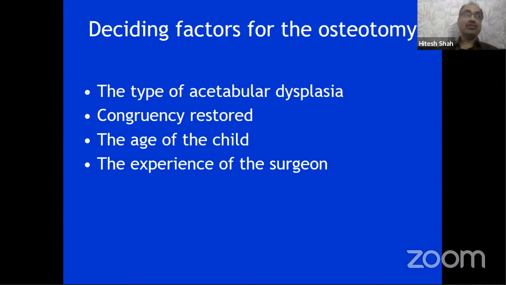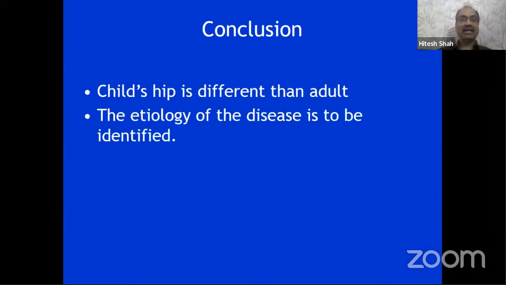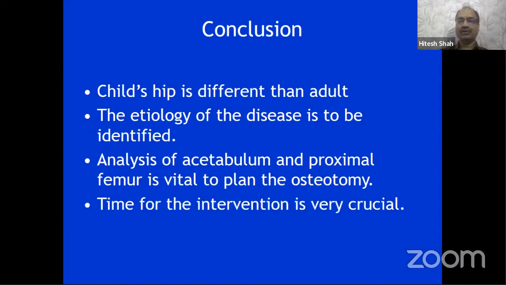The most important aspect is the experience of the surgeon. The surgeon must be aware of what he's doing and why he would be doing it. In other sense, the child's hip is different than the adult. The etiology of the hip joint is very important for selecting the osteotomy. An analysis of the acetabulum and the proximal femur is very important to plan the osteotomy.